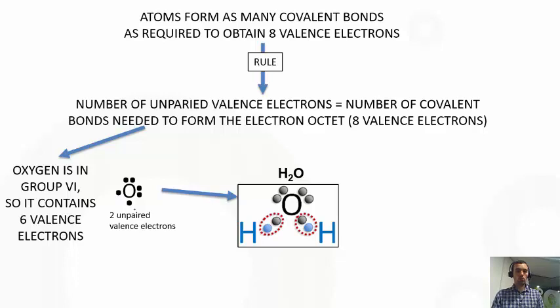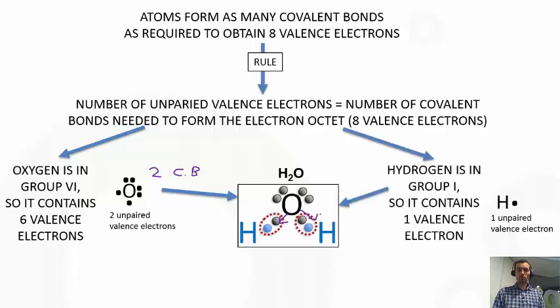So because we've got these 2 unpaired electrons, if we look at this rule, the number of unpaired electrons equals the number of covalent bonds. So that tells us that the oxygen has the ability to form 2 covalent bonds. And that's what we can see in this structure here. Oxygen is forming 1 covalent bond with hydrogen this way and 1 with another hydrogen this way. So that's going to satisfy oxygen's need to get up to 8 electrons.